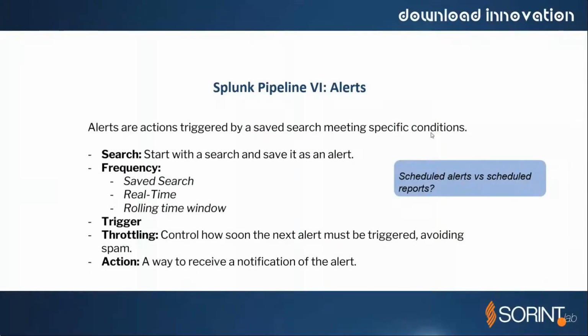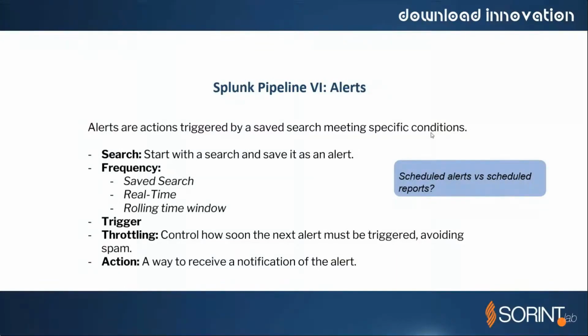The last step of this abstract pipeline deals with alerts. Alerts are actions triggered by a saved search meeting specific conditions. So this is a list of parameters to populate when we want to create an alert. The frequency of an alert should be chosen based on the use case. So for example, a saved search might be used for business goals. These are typically holistic alerts, monitoring the general health of an IT system. A real-time alert is a critical alert, so useful for immediate monitoring of crucial functions.